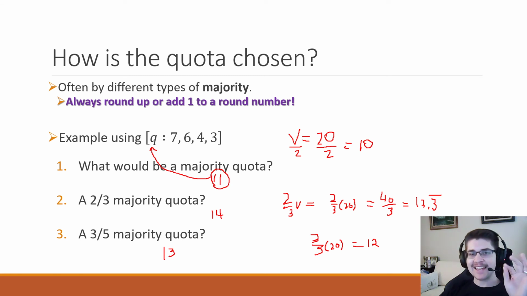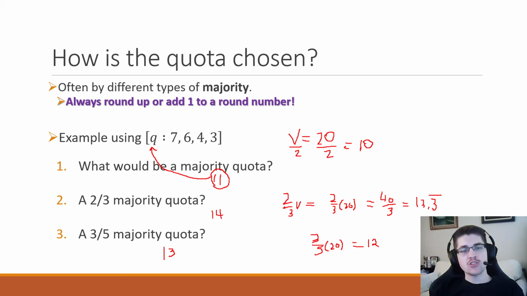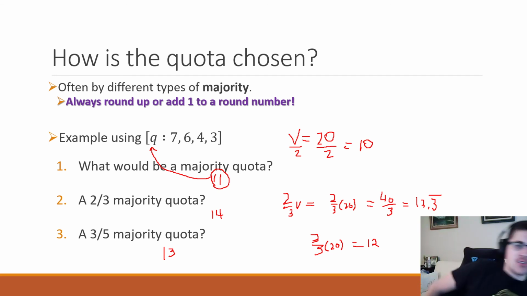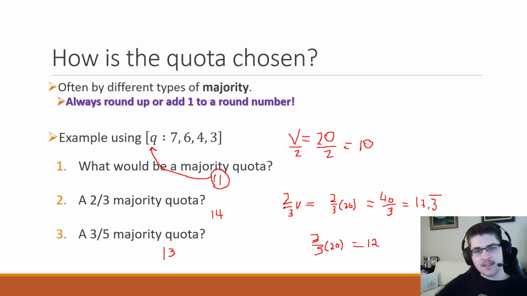But again, it's kind of contextual. Sometimes people mean 3/5 majority to be exactly 3/5 is the quota. So if you're not really sure, you can just assume majority always means more. But in the real world, it's not necessarily. There's sometimes ambiguity with things like this. But for the sake of the homework and everything, basically always either round up or add 1 to a non-round number. When it is round, like in this case, add 1 to that to figure out the majority.